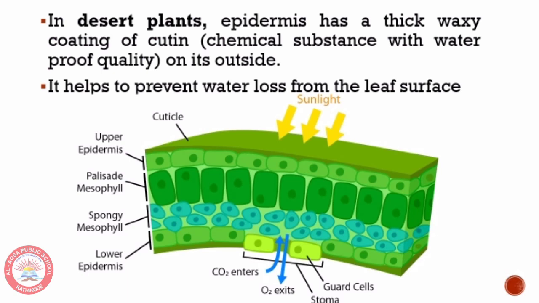In desert plants, the epidermis has a thick waxy coating of cutin. Cutin is a chemical substance which has the quality of waterproof. In desert plants, it helps to prevent the water loss from the leaf surface. You know that in deserts it is extremely hot, so it helps the plants to save water.